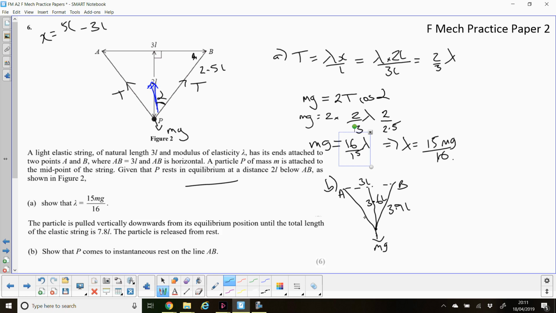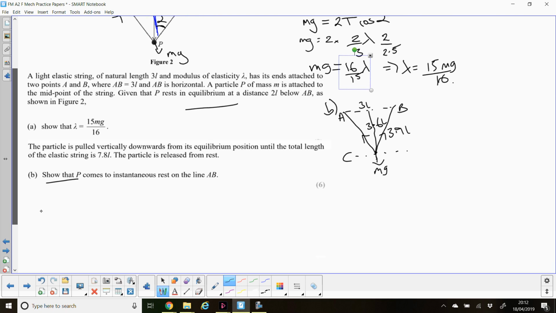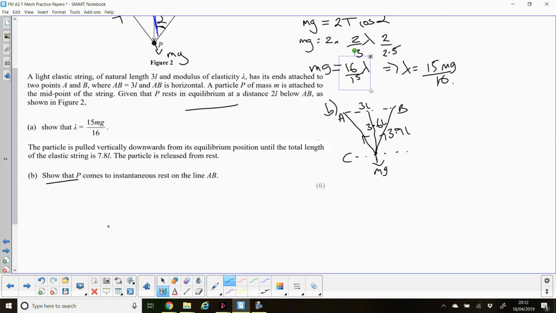Okay, still got weight, still got some tension in the string. It's then released from rest, and we've got to show that P comes to instantaneous rest on the line AB. So if I call this point here C, for example, which is where it is now, one way we can do this is to look at energy. So I've got point C, which is the start, and the line AB. What sorts of energy have I got going on? Well, kinetic energy, gravitational potential energy, and elastic potential energy.